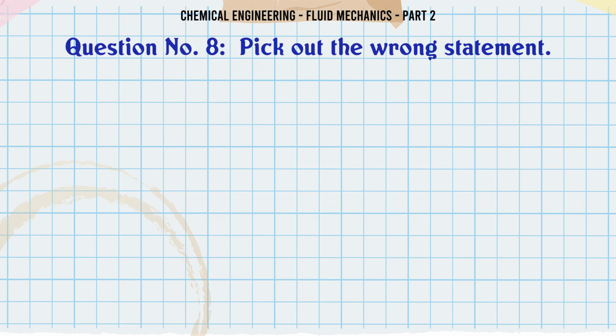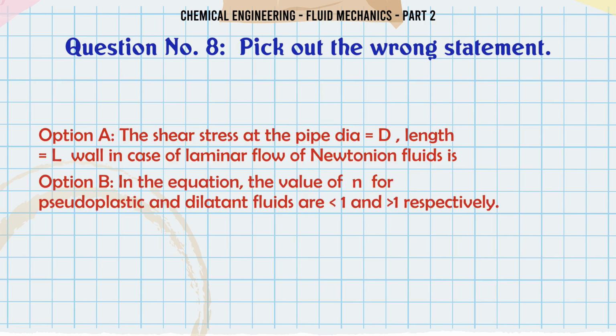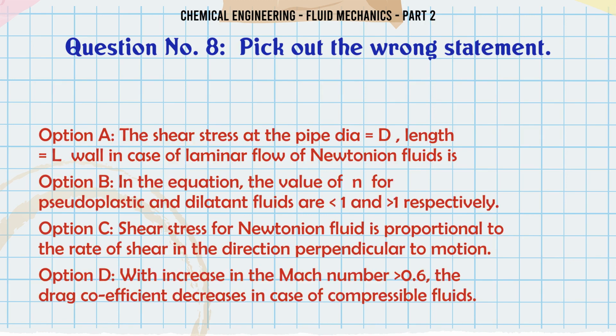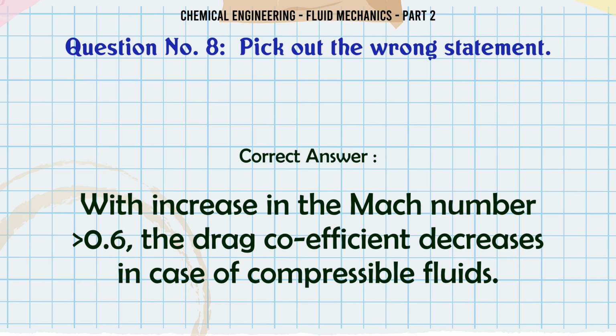Pick out the wrong statement. A. The shear stress at the pipe wall of length L in case of laminar flow of Newtonian fluids is given by the equation. B. In the equation, the value of n for pseudoplastic and dilatant fluids are less than 1 and greater than 1 respectively. C. Shear stress for Newtonian fluid is proportional to the rate of shear in the direction perpendicular to motion. D. With increase in the Mach number above 0.6, the drag coefficient decreases in case of compressible fluids. The correct answer is D.